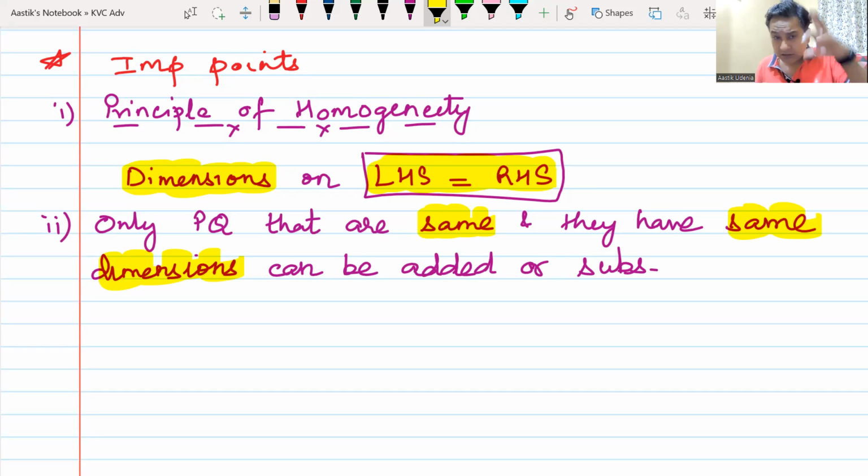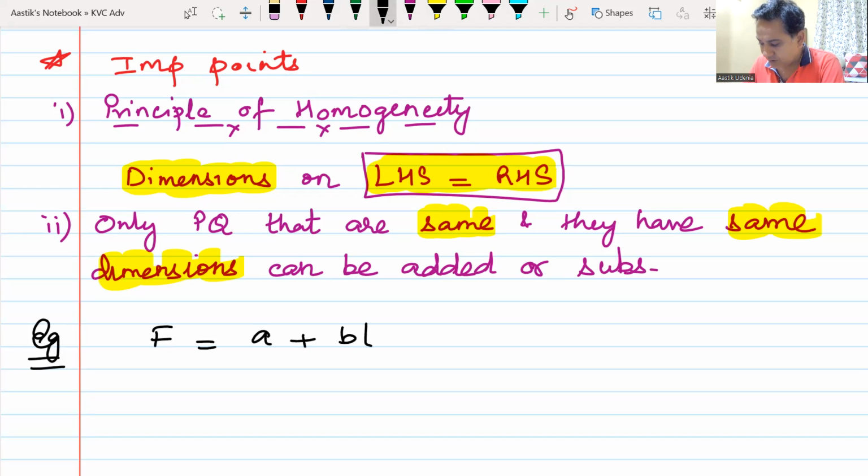Now, how are we going to use this? You can see it with an example. How are we going to use this? For example, if I have F is equal to A plus BT plus CT square. Suppose I have an equation like this.